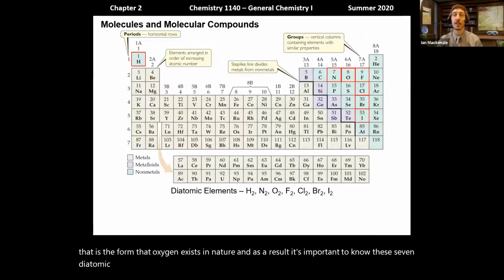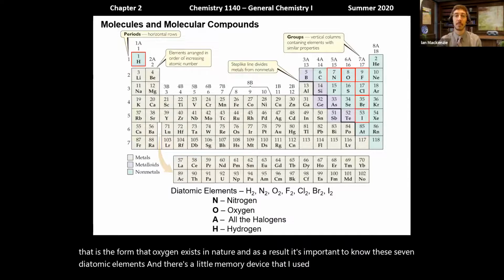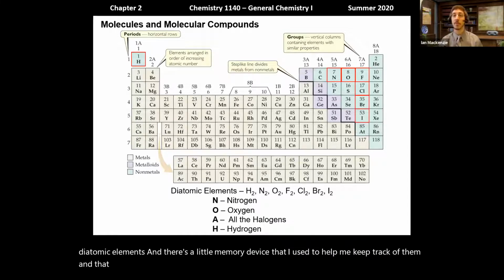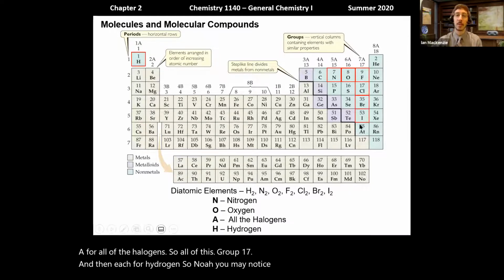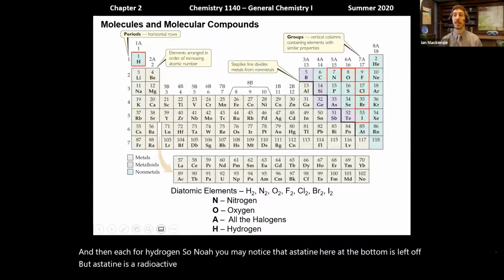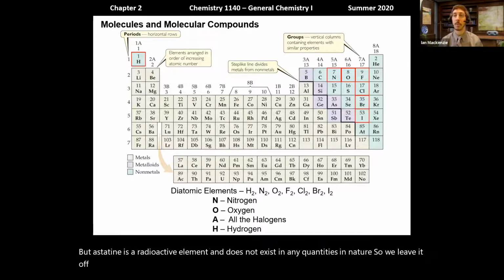And there's a little memory device that I use to help me keep track of them. And that is the name NOAA. That would be N for nitrogen, O for oxygen, A for all of the halogens, so all of this group 17, and then H for hydrogen, so NOAA. You may notice that astatine here at the bottom is left off, but astatine is a radioactive element and does not exist in hardly any quantities in nature. So we leave it off of the memory device. But nitrogen, oxygen, all of the halogens, and hydrogen.